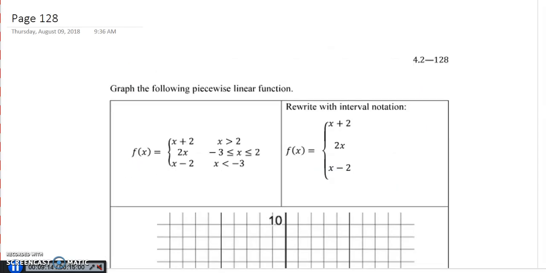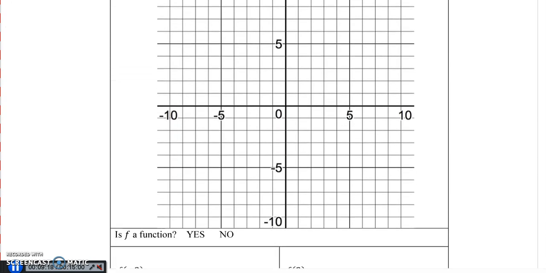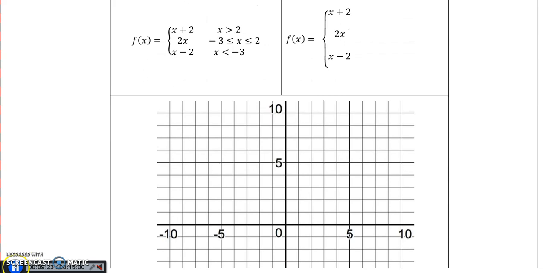So now let's move on to page 128. Here's another example. I want you to pause the video, try this one on your own, and then restart the video to see how you did.